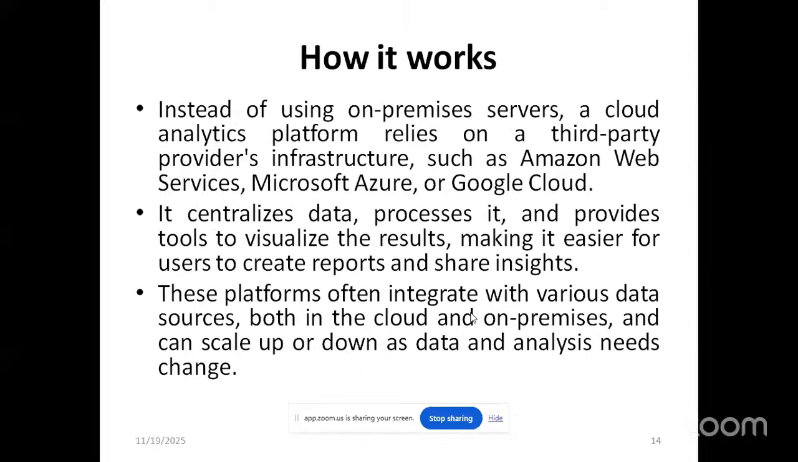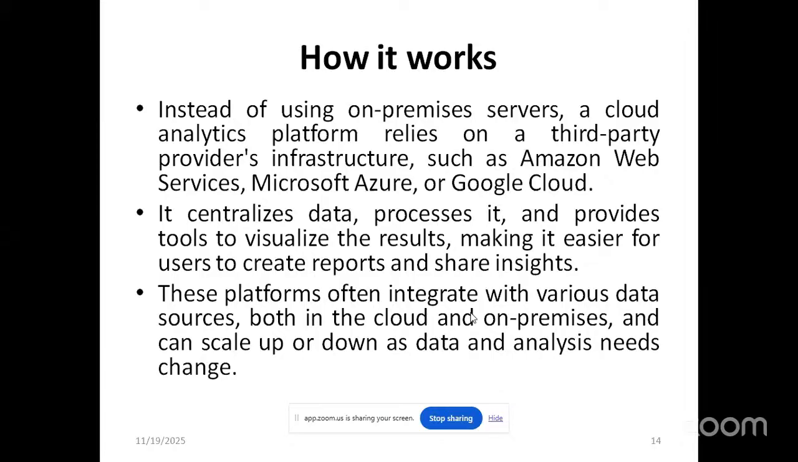How does this work? Instead of using on-premise servers, a cloud analytics platform relies on third-party providers of infrastructure, such as Amazon Web Services, Microsoft Azure and Google Cloud. You purchase these third-party cloud server systems, and you consider your budget, your preferred language and your flexibility, and how these work.